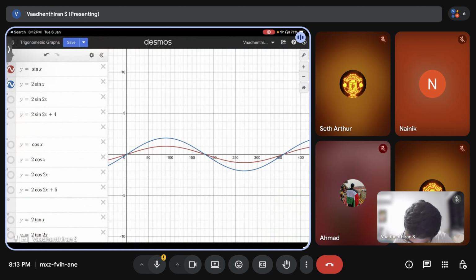And then we will be seeing 2 sine 2x. We will compare it with this because the first 2 is the same.